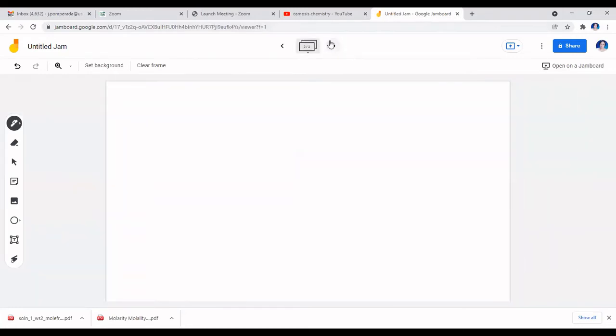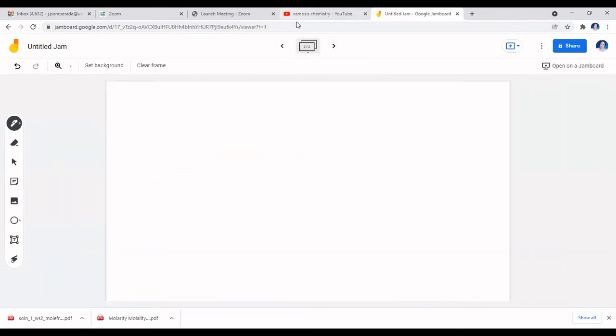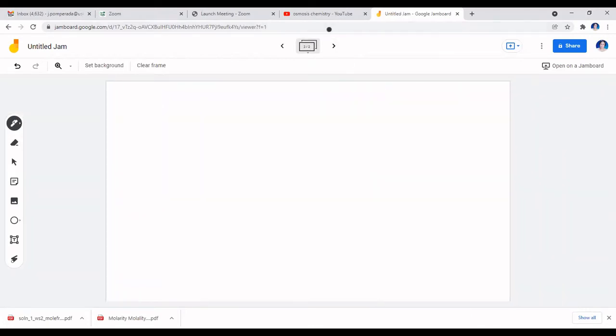Now, how do I get the mass? I already have the number of moles. How do I get the mass? Molar mass, correct? Kyle, I will use the molar mass. How am I going to use the molar mass in this case, Kyle? So your number of moles is 0.125 potassium sulfate, and I want the mass. So I will have 0.125. I'll do what?